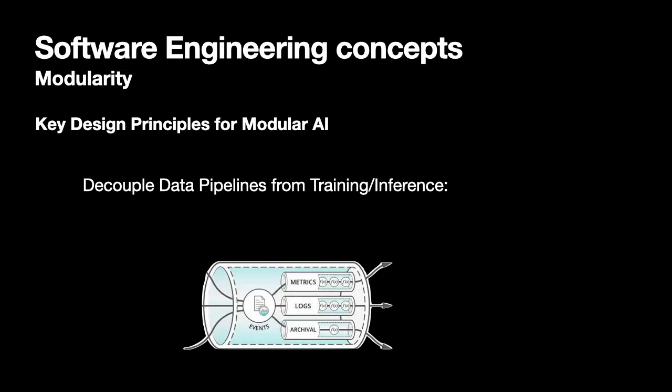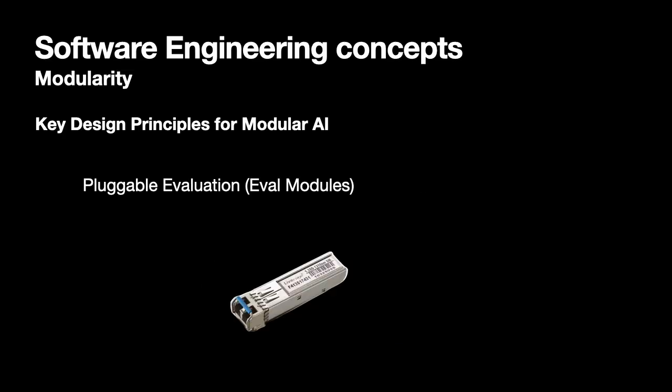Decouple data pipelines from training and inference. Feature engineering and data transformations should be packaged as standalone libraries or feature stores so both offline training and online serving use identical data transformations. Pluggable evaluation. Treat model evaluation as an independent component that runs against model outputs asynchronously, evaluating metrics like hallucination rates, toxicity, or F1 scores without polluting the inference flow.